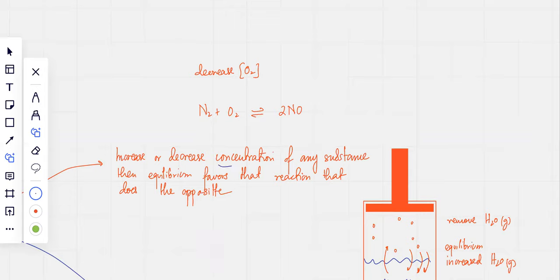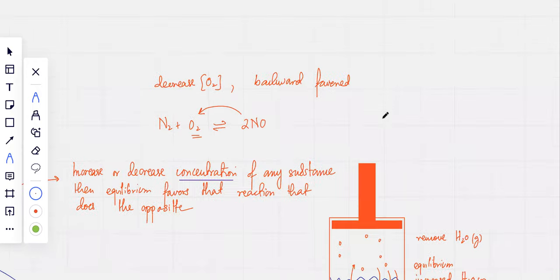So focus on the word concentration. We're talking about concentration here. If I decrease O2 concentration, which reaction would be favored, forward or backward? Backward. If I decrease O2, it's going to try and make more O2. The equilibrium would do the opposite. The backward reaction would be favored, and equilibrium tries to increase the concentration of O2. Is this clear?